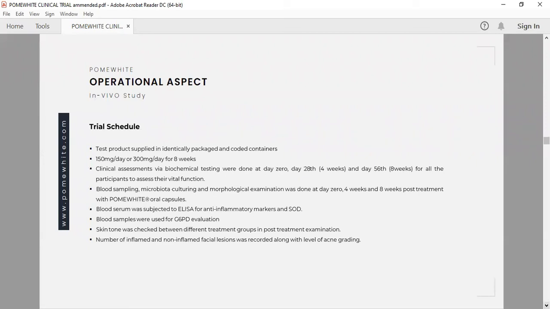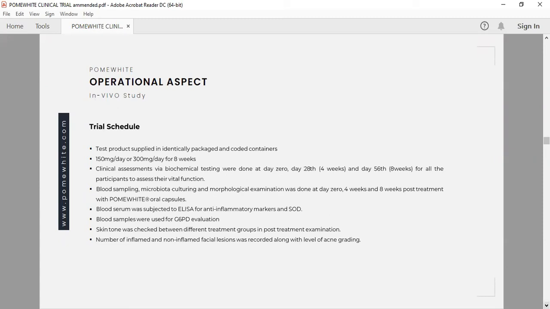One is the EDTA containing tube, in which we got the blood for glucose 6-phosphate dehydrogenase analysis, and another container that contains some clotting agents with the gel tubes. We can also collect the blood in that tube. From this blood, serum was isolated. This serum was then subjected to ELISA and certain other studies like inflammatory markers and superoxide dismutase analysis.